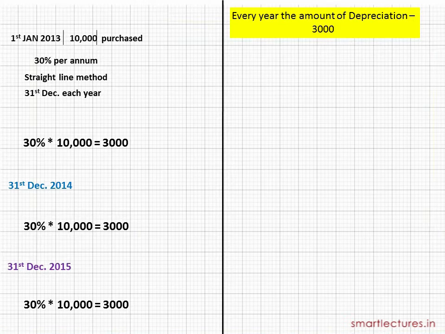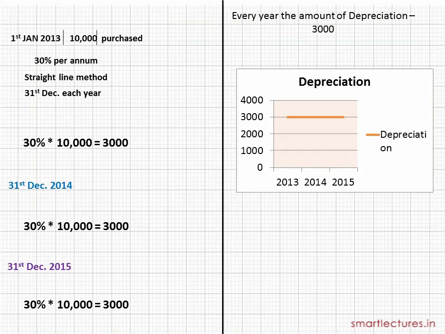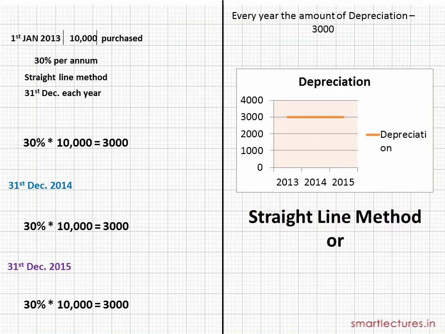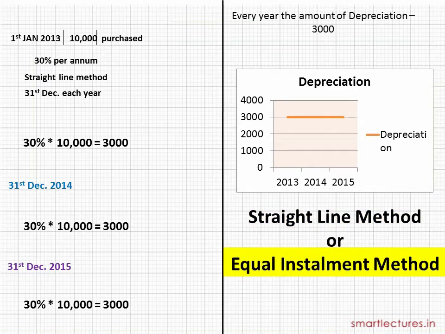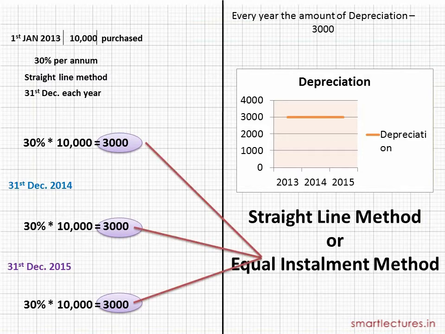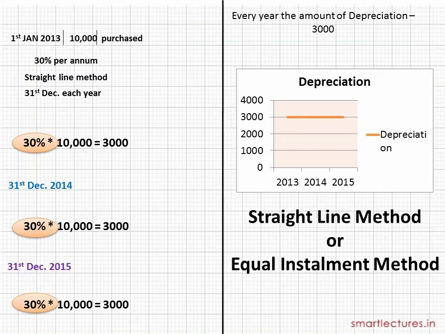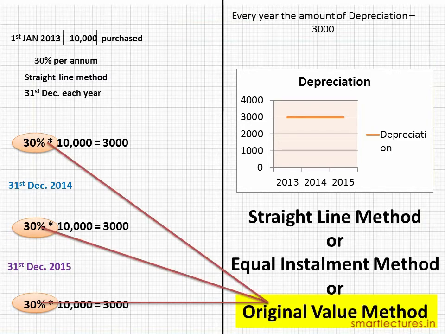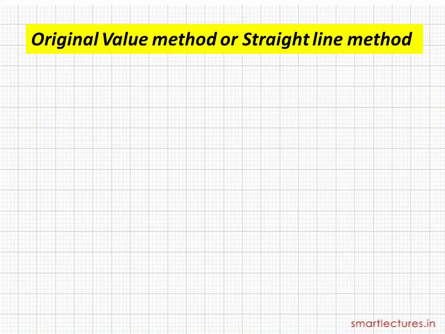If you plot it on the graph, you will find the straight line. That's why it is called straight line method, and sometimes it is called equal installment method, because every time the amount of depreciation, I mean to say annual depreciation, is 3,000. So that's why it is called equal installment method. And every time you are calculating 30% of 10,000, it means every time 30% of the original value of the machinery. That's why it is called original value method. So till now, we were doing our questions on the basis of original value method or straight line method.